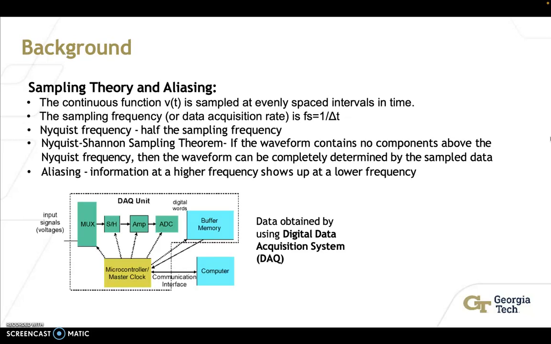For a bit of background knowledge, we have to know about sampling theory and aliasing. What we measure is the continuous function V(t), which is sampled at evenly spaced intervals in time. The sampling frequency, or the data acquisition rate, is Fs equal to 1 over delta t. There's also the Nyquist frequency, which is half the sampling frequency. The Nyquist-Shannon sampling theorem states that if the waveform contains no components above the Nyquist frequency, then the waveform can be completely determined by the sampled data. There is also something called aliasing, which means that information at a higher frequency can show up at a lower frequency.